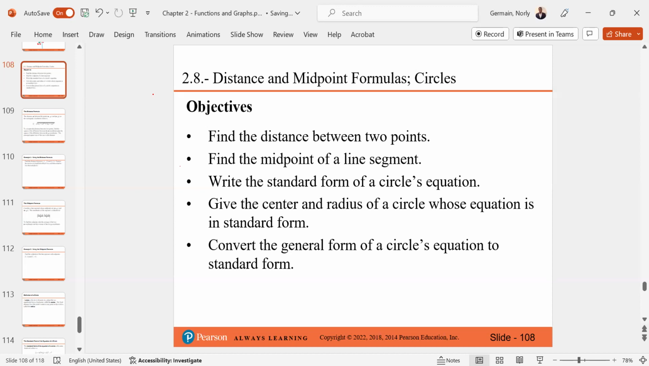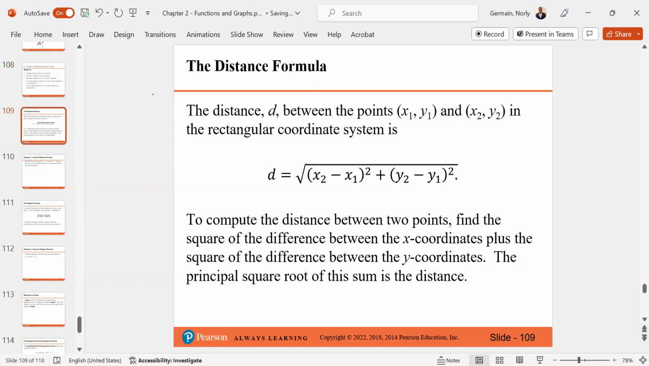The rectangular coordinate system gives us a unique way of knowing a circle. It enables us to translate a circle's geometric definition into an algebraic equation. To do this, we must first develop a formula for the distance between 2 points in rectangular coordinates.